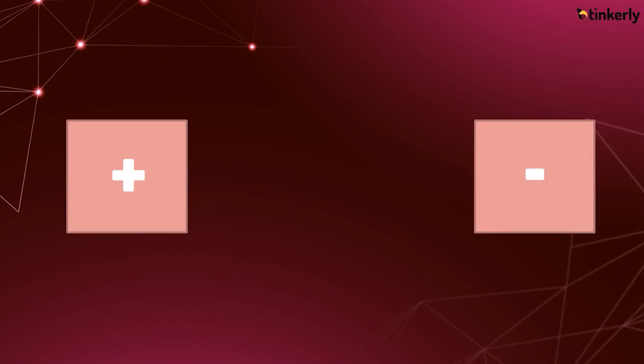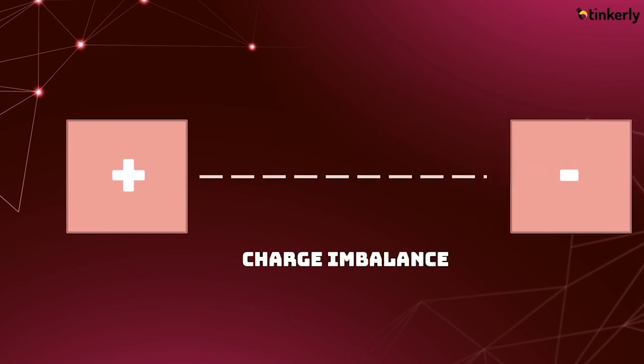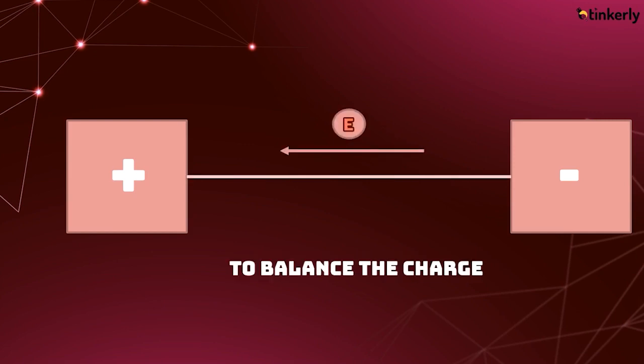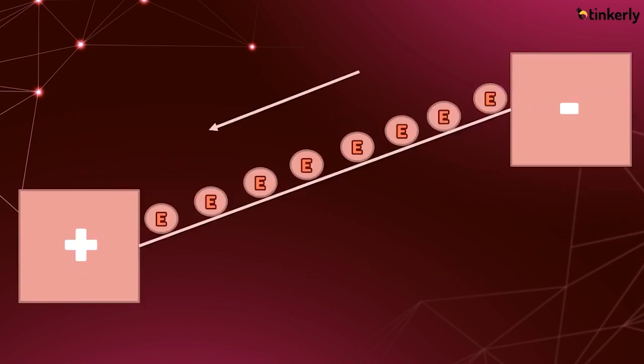Okay, and they have charge imbalance because the negatively charged has more electrons as compared to the positively charged. So to balance the charge, if we connect those two materials with a wire, the electrons will start flowing from the negatively charged to the positively charged, right? You can compare those electrons with marbles. If you put some marbles on a higher place, all the marbles will come rolling down to the lower height, right? The same thing happens here with electrons also. All the electrons will come flowing to the positively charged from the negatively charged, right?